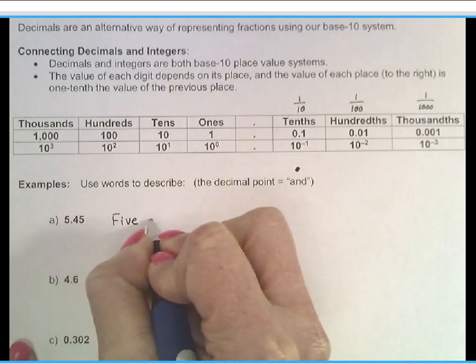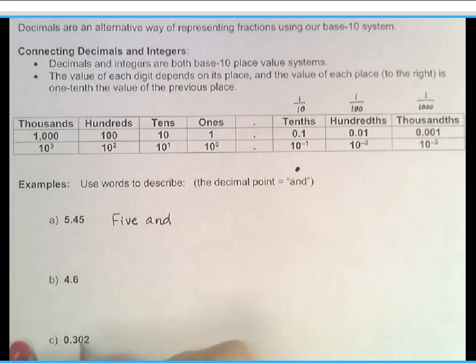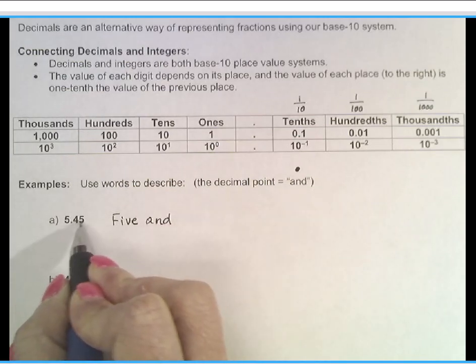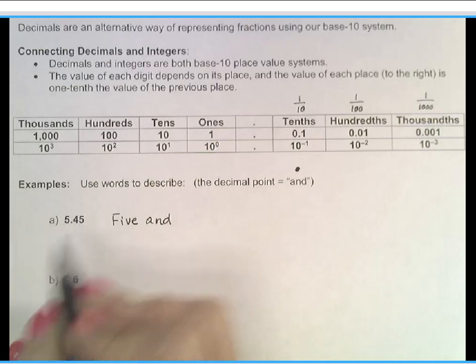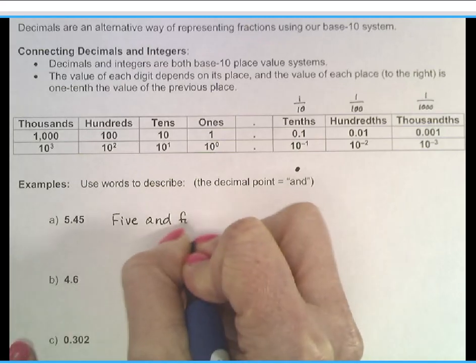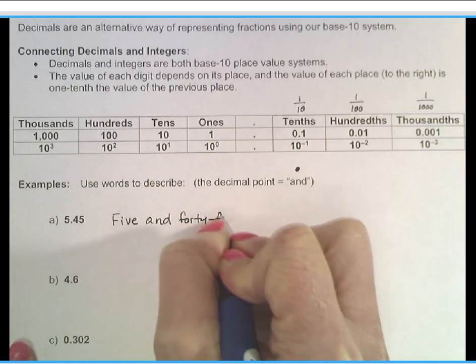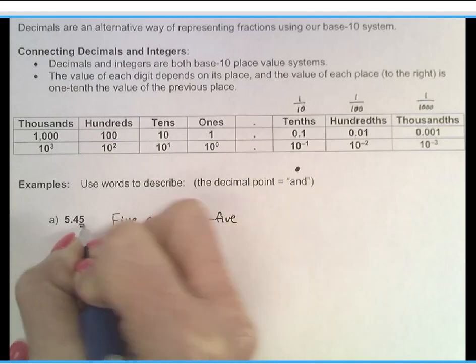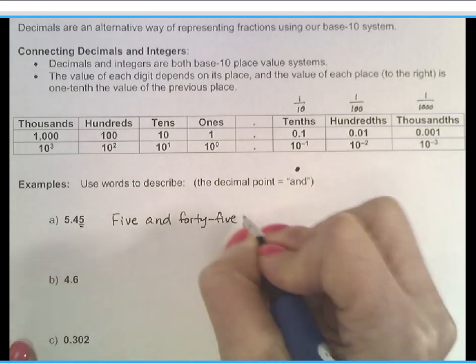We get to the decimal, so we say and. I'm not going to split up the 4 and 5. I'm going to lump it together and call it 45. And it's going to be 45. And since it ends in the second place value, that's your hundredths place.